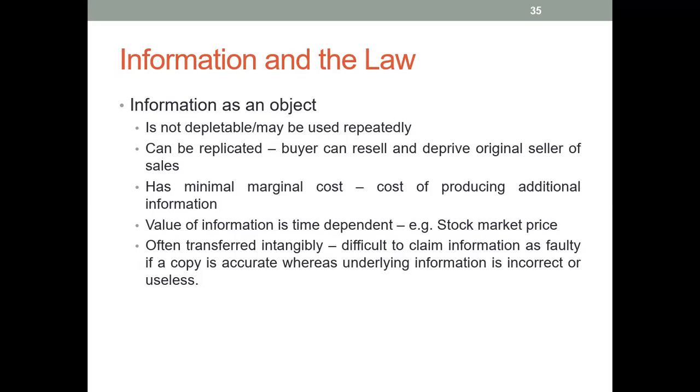But then in theory, a purchaser of a copy of a newspaper could print and sell other copies of that copy, although doing so would violate the copyright. But then this is how it earns the value. So as I said, if it's printing the second copy of the multiple copies, then the cost of producing additional information is minimal. Next point, the value of information is time dependent.